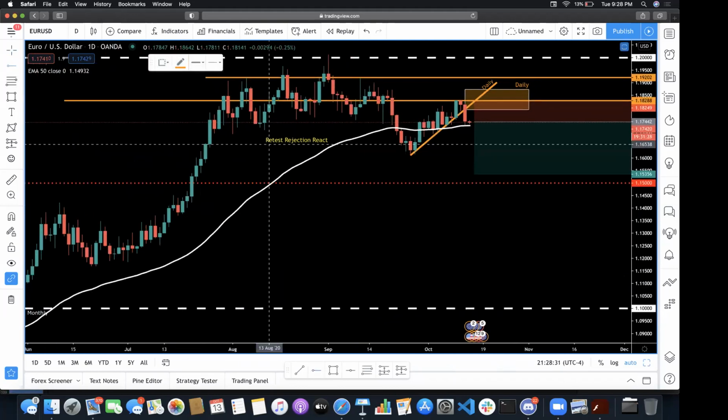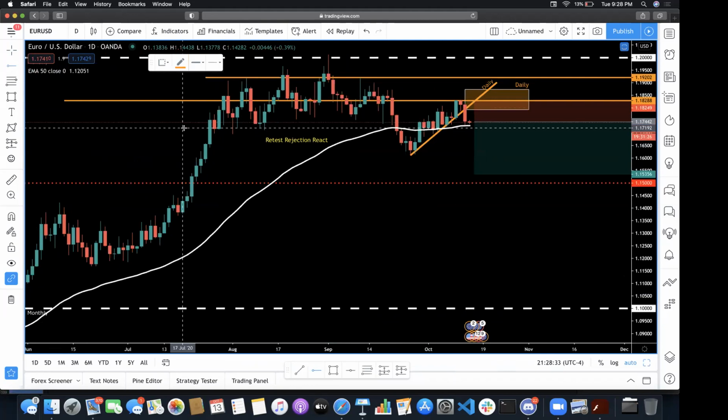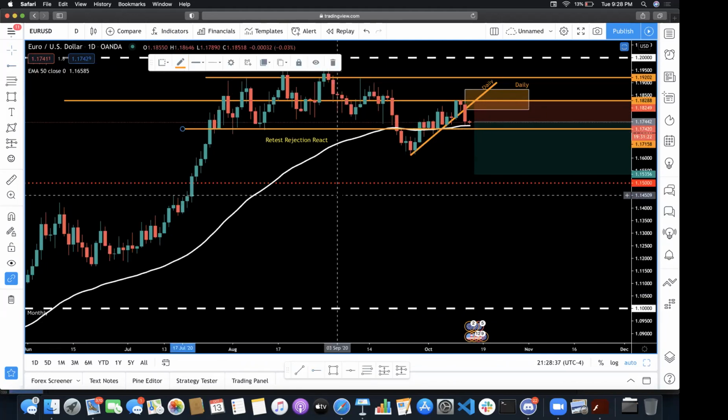What do I mean by break of structure? Earlier I told you guys, in order for a structure to be broken, it requires the body of the candle to close above or beneath it. Now, a perfect break of structure, and I'm giving you guys some nuggets tonight.